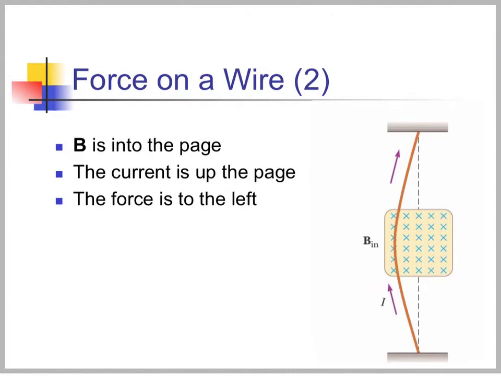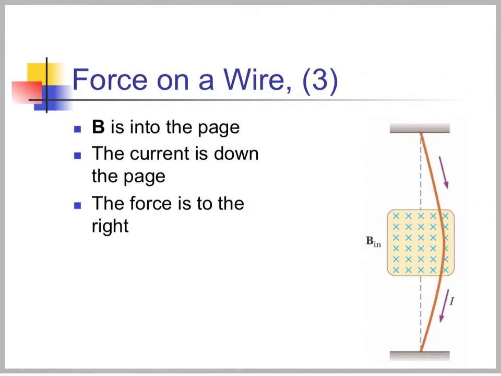Now if I switch the direction of the current, then I switch the direction of the force. Now I take my right hand rule, my fingers are pointing down, they curl into the page, and now my thumb on my right hand is pointing to the right.